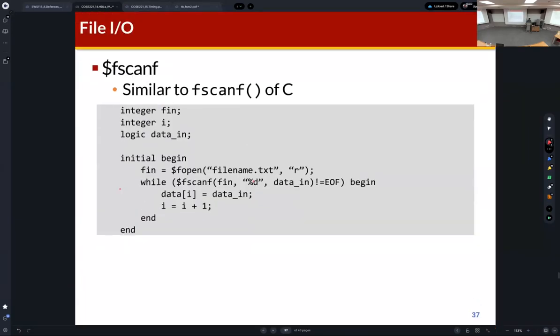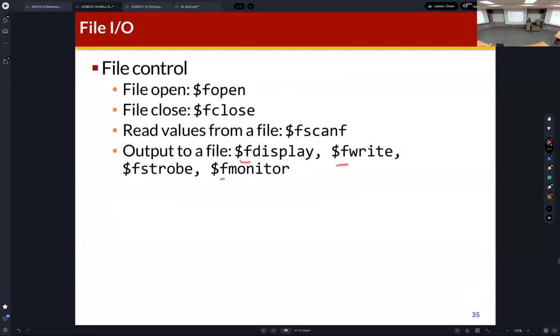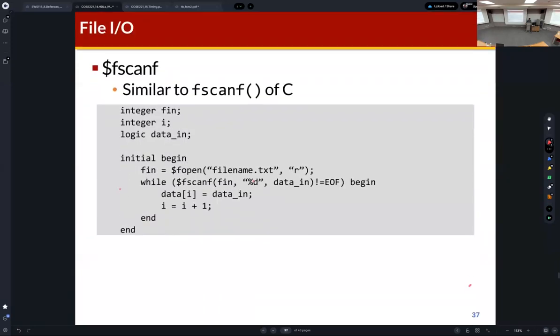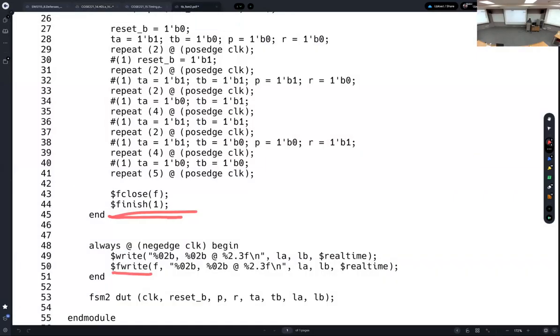Okay, so this is the file control in SystemVerilog, and I will not explain what $fdisplay, $fwrite, and $fmonitor do, because they are very similar to the write and display functions, except for the file pointer. So if we want to use $fwrite, then we also need to specify the file pointer, obviously, right? So this line will be printing to the file. Okay? So $fwrite requires a file pointer.